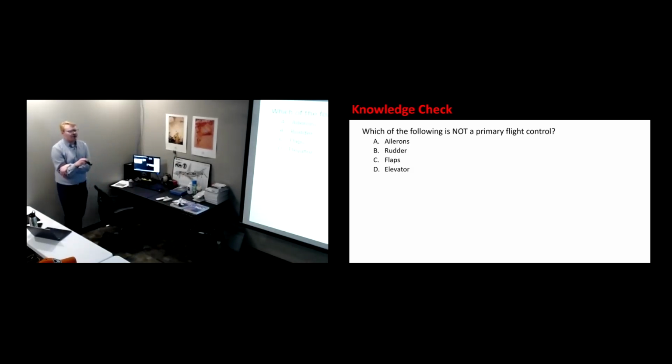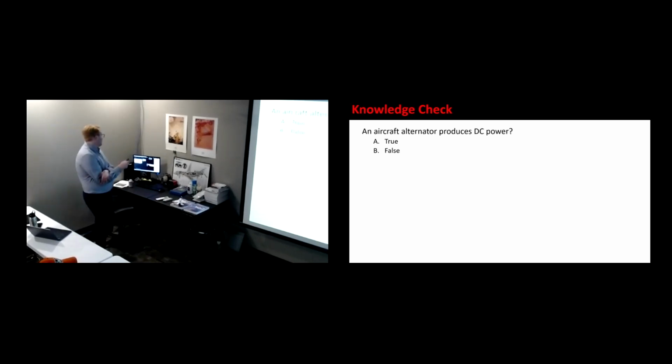So the following is not a primary flight control. Bingo. Elevator, aileron, and rudder are primary flight controls. An aircraft alternator produces DC power. Exactly, that's what the alternator does. That's the point of the alternator.